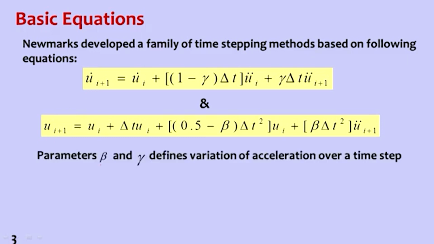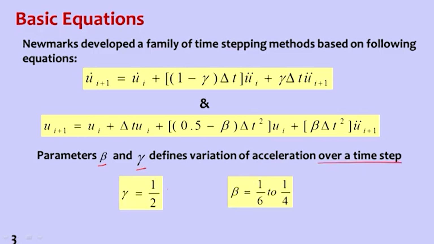These two equations have been developed for time stepping methods. The parameters beta and gamma define the variation of acceleration over the time step. The usual value of gamma is 1 by 2, and the beta value can range from 1 by 6 to 1 by 4. Depending on the case, we will use the beta value accordingly.